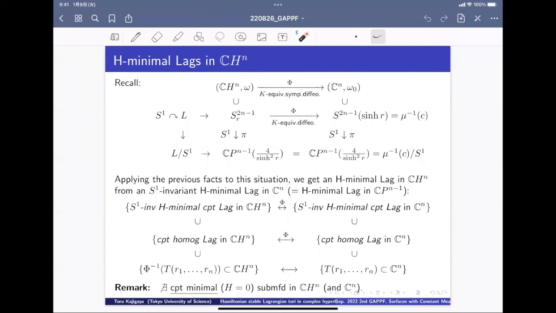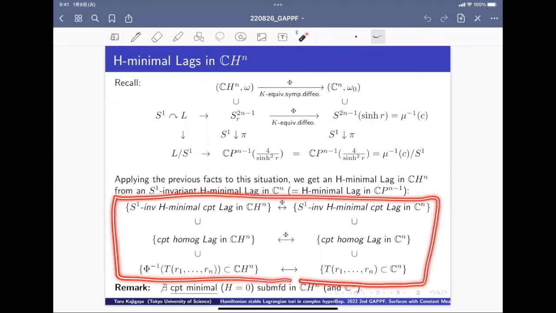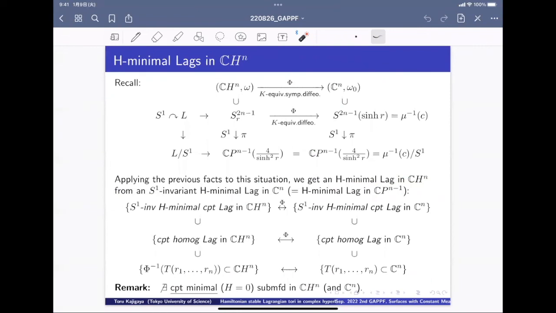Applying the previous fact to our setting, we get an H-minimal Lagrangian in CHN from an S1 invariant H-minimal Lagrangian in CN. And this is equivalent to an H-minimal Lagrangian in CPN minus 1. As a summary, we have the following correspondences. For example, the standard torus in CN is a typical example of an H-minimal Lagrangian. It is also true that the corresponding Lagrangian torus orbit in CHN is Hamiltonian minimal.